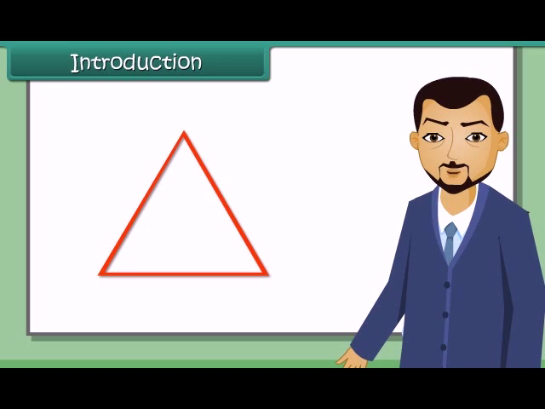Now a question arises whether 4 measurements would be sufficient to draw a unique 4-sided closed figure, namely a quadrilateral. As a quadrilateral has 8 parts, we need to know at least 5 parts to draw a quadrilateral.